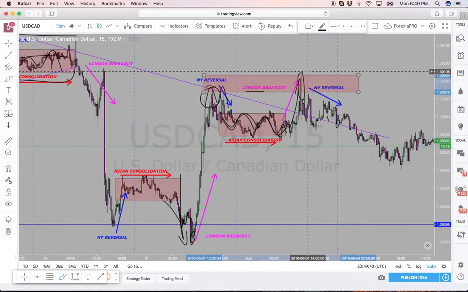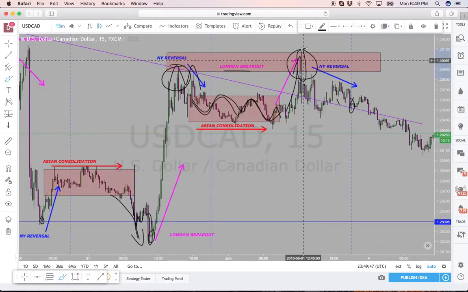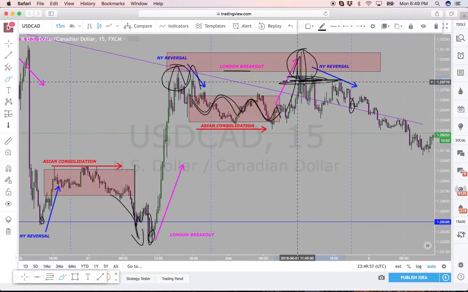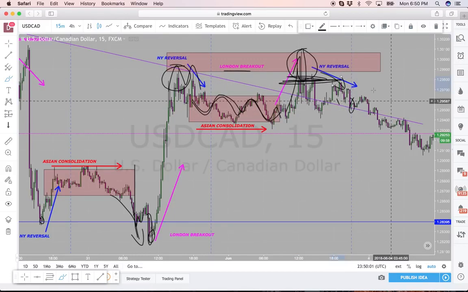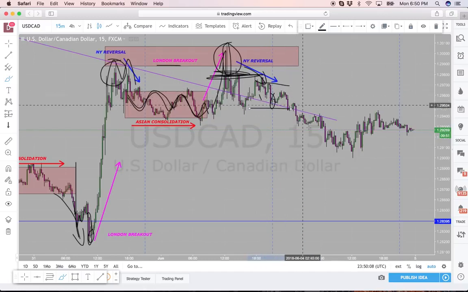So, what did the dealer do? The dealer grabs all the liquidity at the high here and then reverses off of that high. Does not break that high, and the New York session comes and reverses to end the day in consolidation and begin the next day in consolidation.